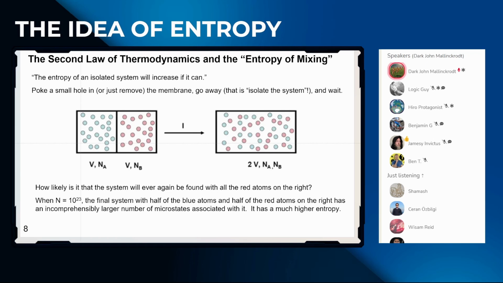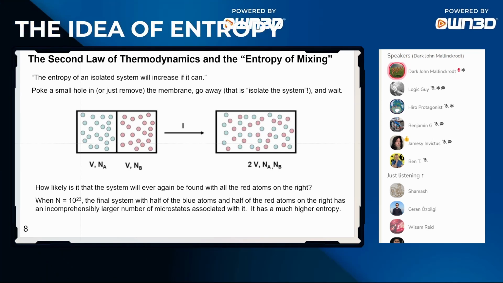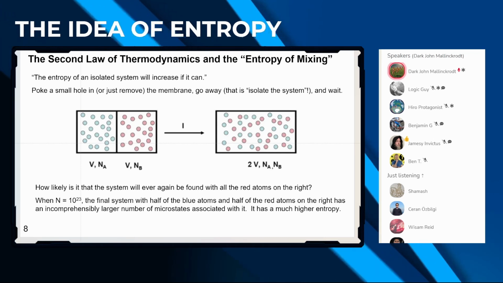So I'm going to poke this hole. It's going to be a very small hole. Only one atom at a time can move through it, let's say. But then I go away. So this really is now an isolated system. It pretty much looks like it does in that picture, but there is a hole in the membrane. And so over time, I think we all agree, that system is going to end up looking more like the other system, whether or not the membrane is still there. If there's a hole in it, then there's going to be a mixture of red and blue on either side.